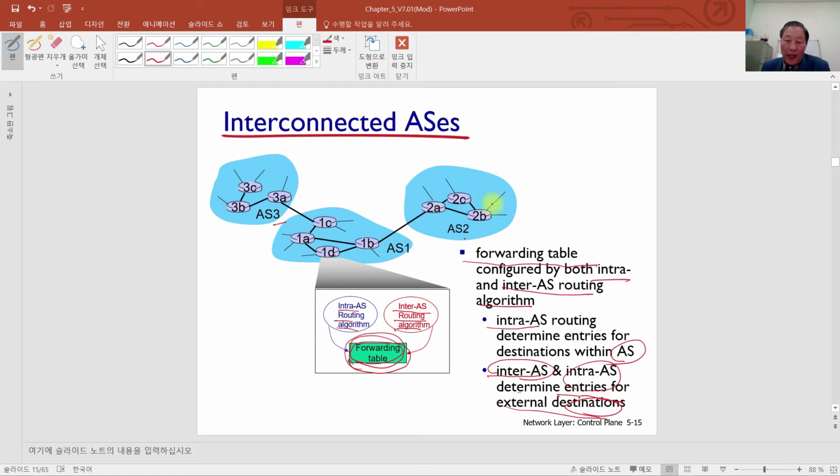Because to go there, we should use that autonomous system. That datagram should be delivered in that direction. Also, if we are sending our datagram to this client attached here, then it should be sent this way. And this table should provide that information. That forwarding table information should consider internal information and external information. We'll learn it in detail later.